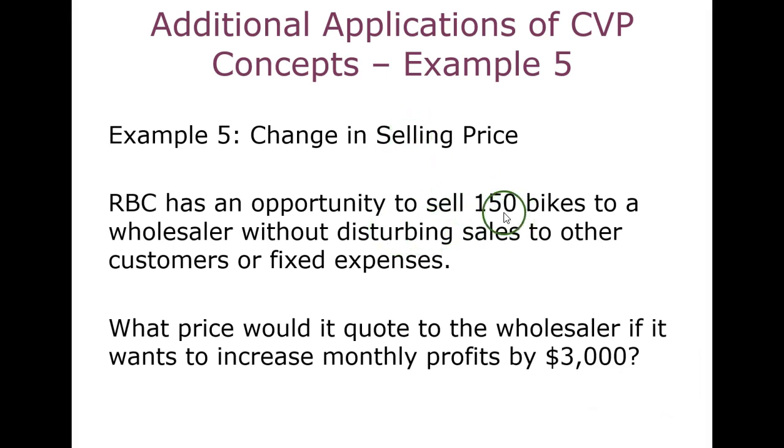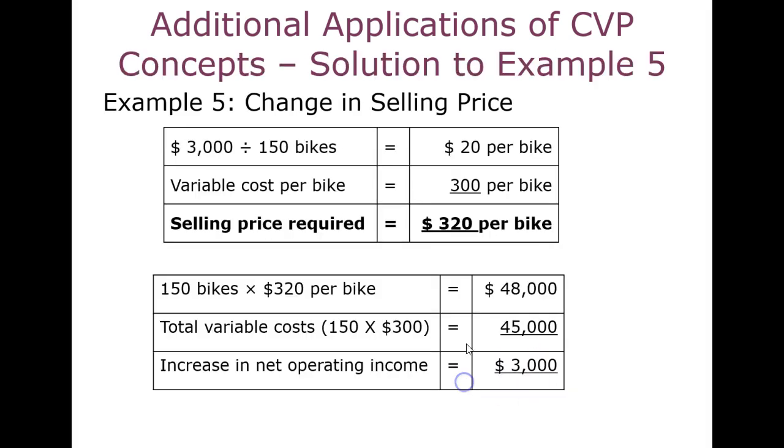We can sell 150 bikes to a wholesaler without disturbing sales to other customers. So we have the opportunity to go to a wholesaler, and usually we sell directly to people, but go to a wholesaler and sell 150 bikes. If we do this deal, we would like to increase monthly profits by $3,000. So this is a little bit different change than the other 4 examples. We have the opportunity again to sell 150 bicycles, but we want to make, bottom line, $3,000. How can we make this happen?